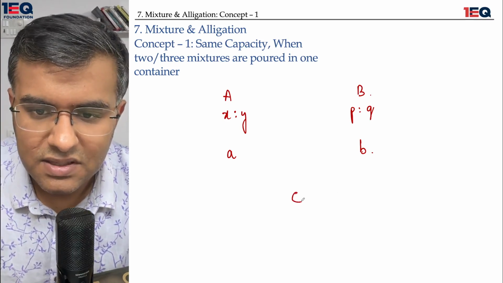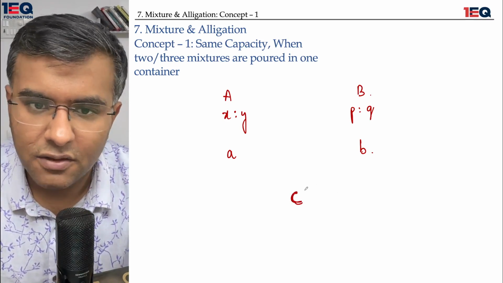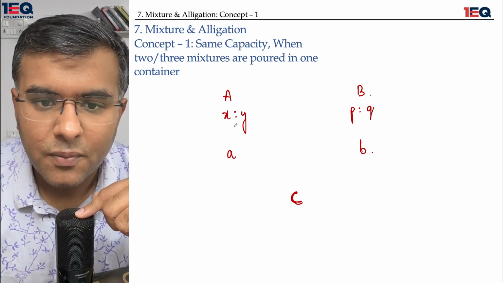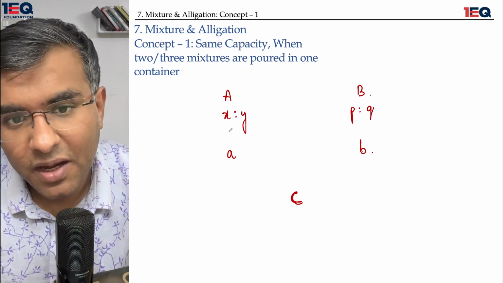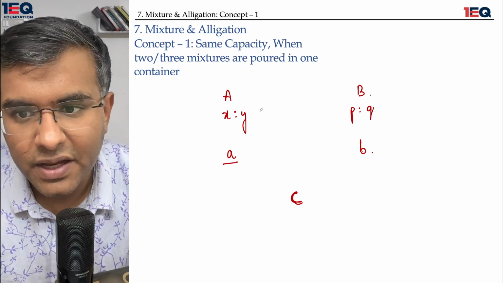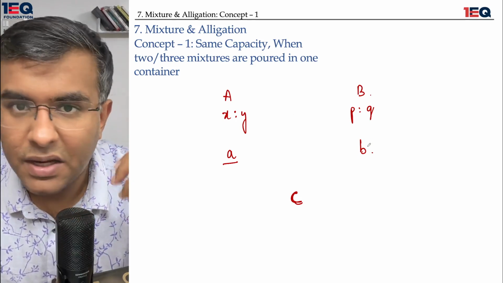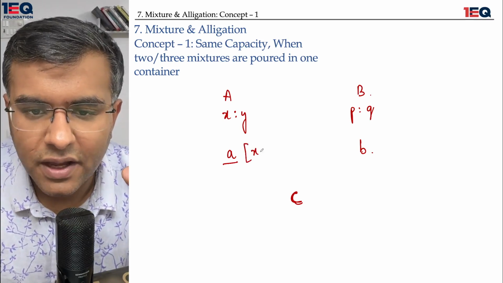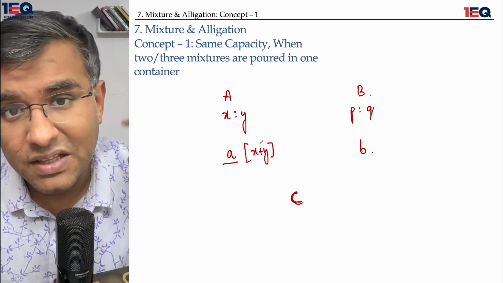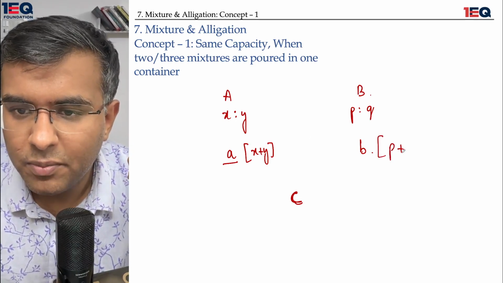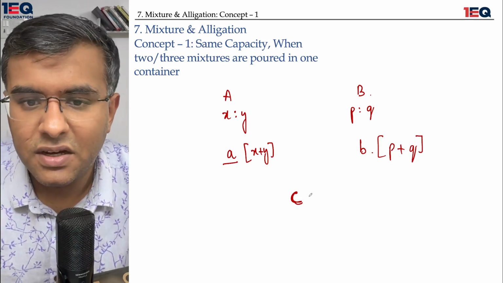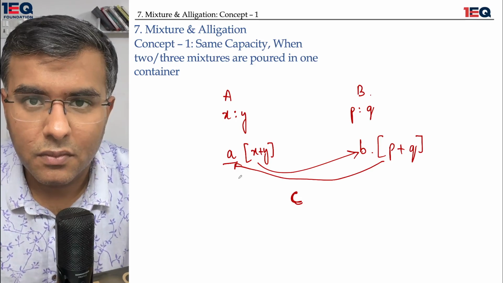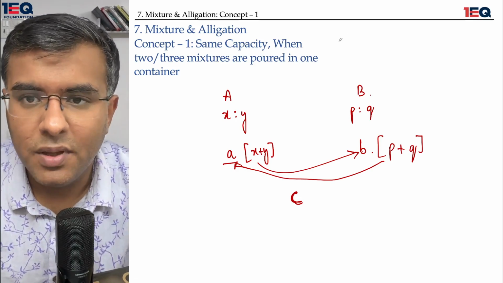The mixture is C, capital C, which is finally formed. So when you're supposed to add them up, the first thing you're supposed to do is this: small a would be multiplied by x and y, and small b would be multiplied by p and q. Also, the sum x plus y, which is associated with a, and the sum p plus q, which is associated with b, would be cross multiplied. The sum of the ratios would be cross multiplied.